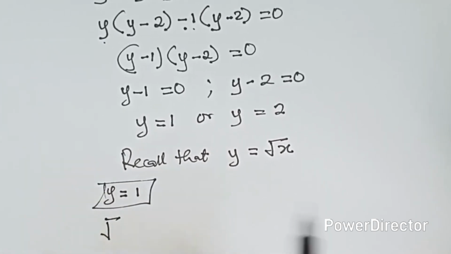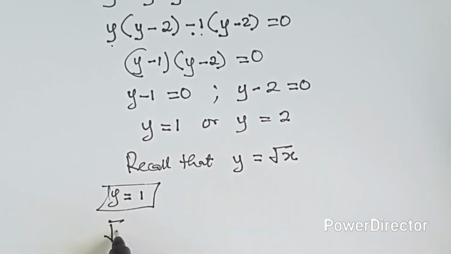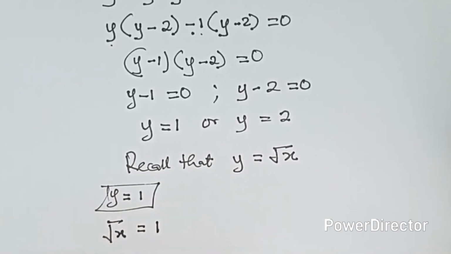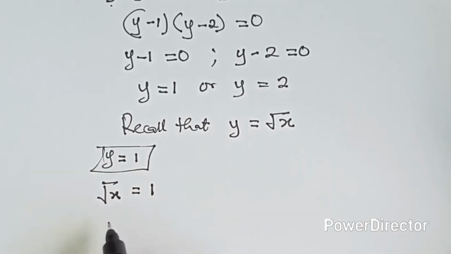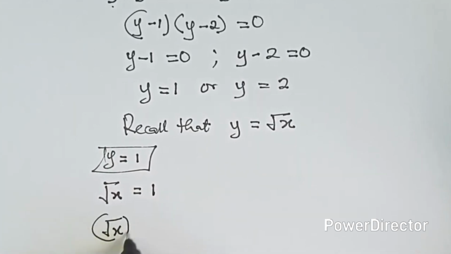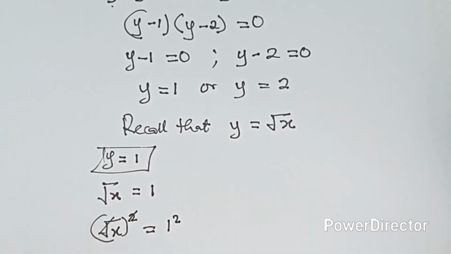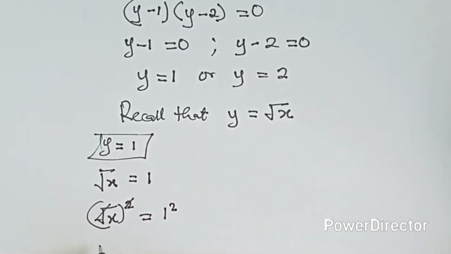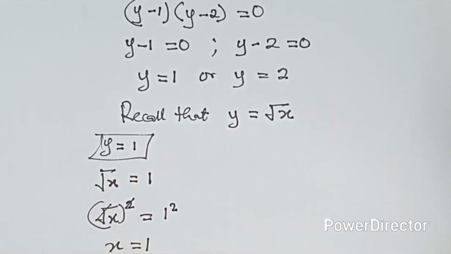So we have square root of x equals y, which is 1. Then what do we do? We square both sides. We square this side and we square this side. The square cancels the square root. And then what do we have for x? It means our x equals 1.